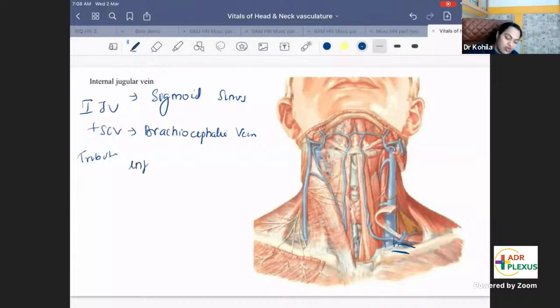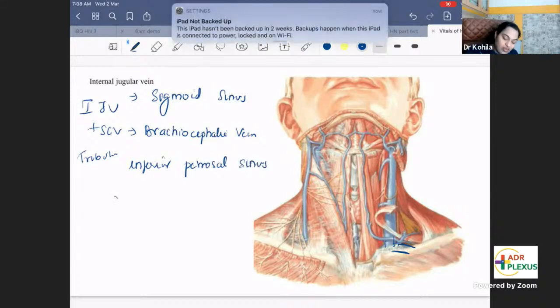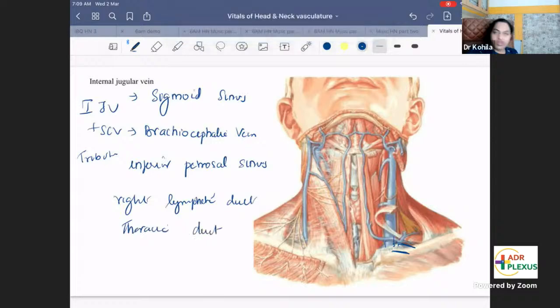The very first tributary you should remember is the inferior petrosal sinus. And the last tributary is the right lymphatic duct on the right side, and on the left, the thoracic duct. Is that fine?